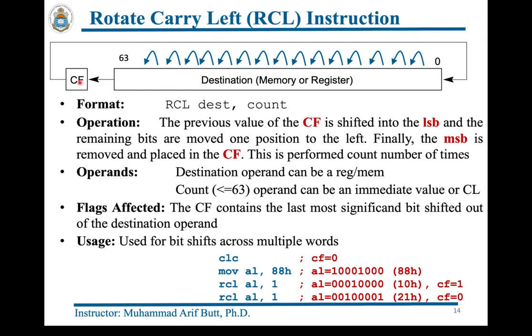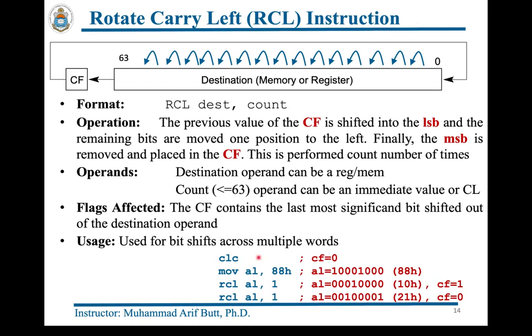So the previous value of the carry flag is shifted into the least significant bit side. The most significant bit is pushed into the carry flag, and all the remaining bits are moved one position to the left. And this is the code snippet that describes this process.